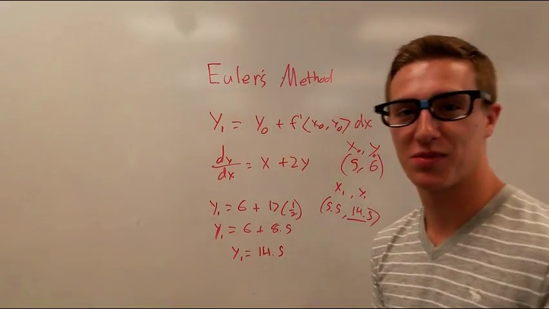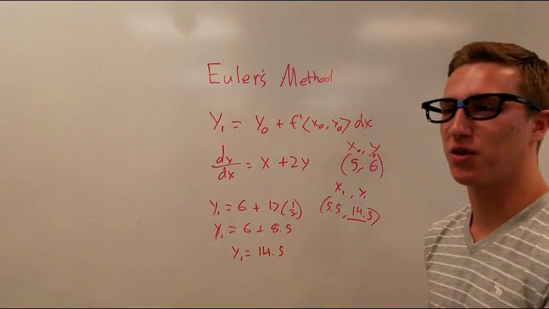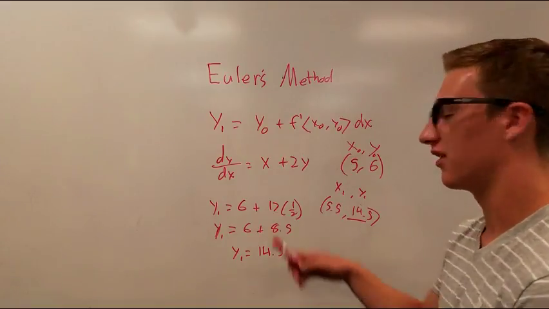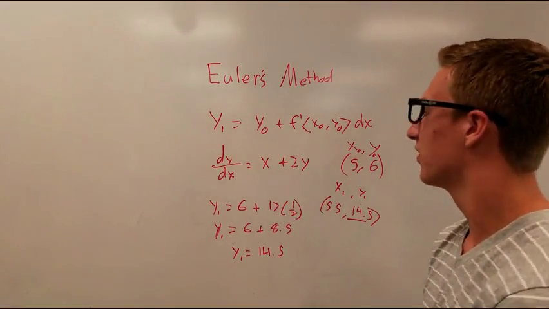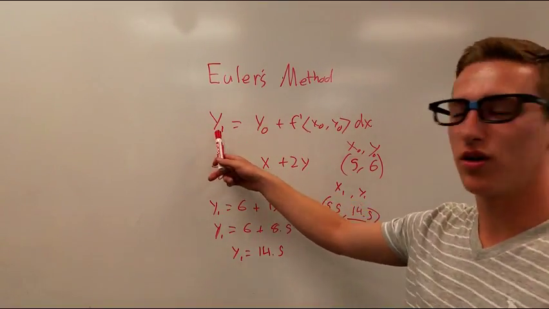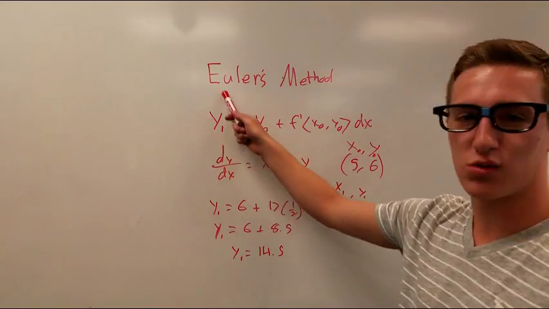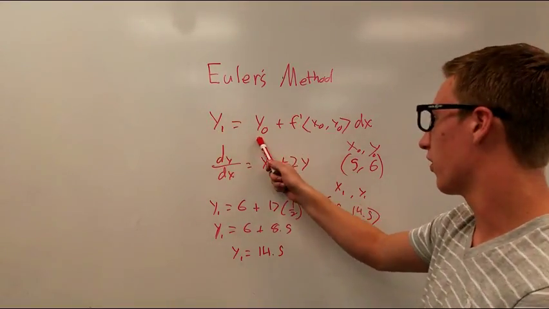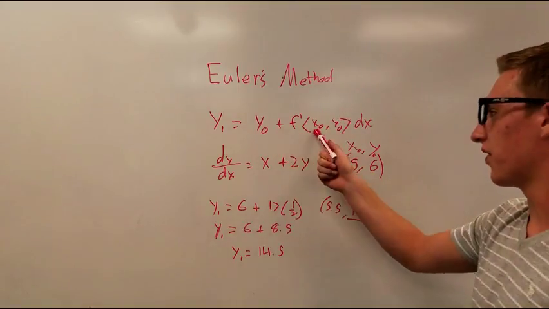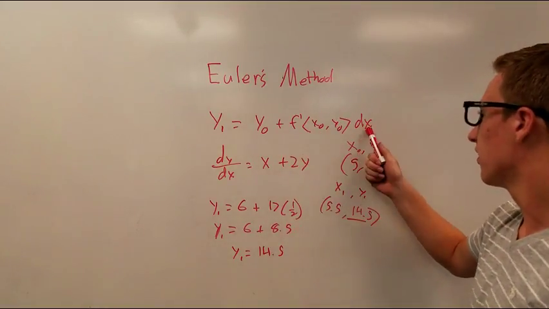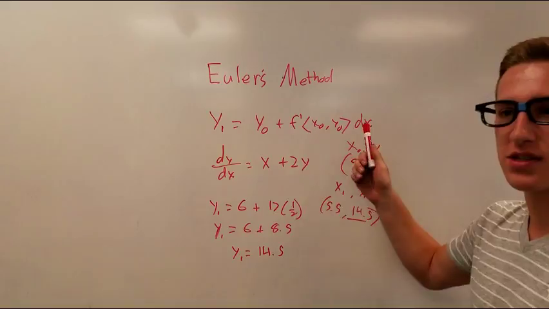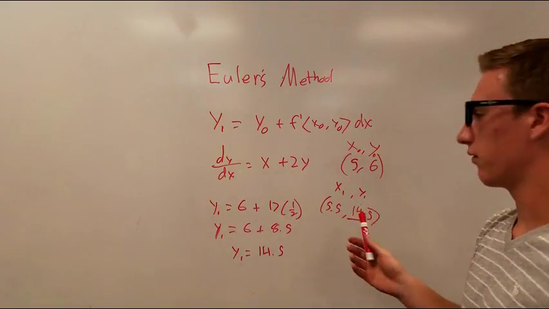Okay, welcome to Euler's method. Today we're going to learn how to approximate a value given the slope at that given point. So this is the formula you use for Euler's method, and this will give you your next y value. You use your initial y value and the slope at the previous point, and this is h, which is how big of a gap you're going in terms of x.